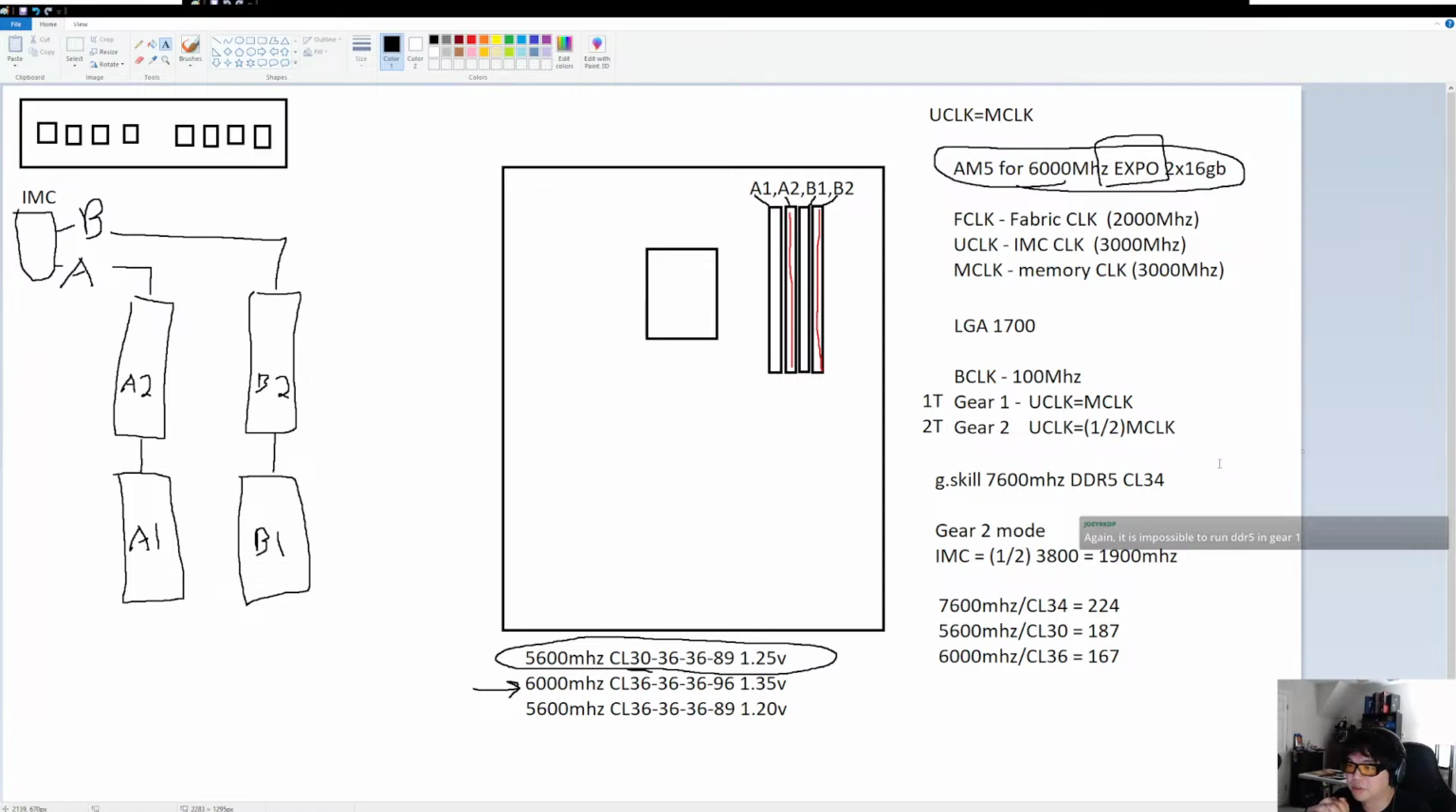Again, it is impossible to run DDR5 in Gear 1. Is it because of an issue with Intel's IMC? Because the gears have to do with the integrated memory controller. Gear 1 and Gear 2 is literally just Intel's terminology for this. So what's the reason why you can't do Gear 1 then? This makes me curious about Rocket Lake now, because Rocket Lake was DDR4 and had Gear 1 and Gear 2.